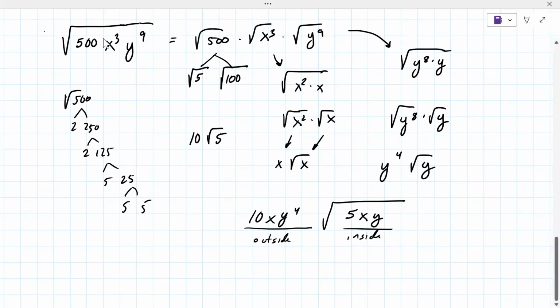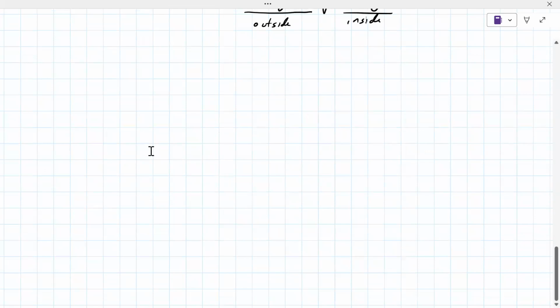Because I want to give you one to try basically like this, see what you come up with. I think I get it now. Okay. So let's have you try the square root of 60 x to the seventh, y to the eighth, like that. Yeah, we'll have you try that.